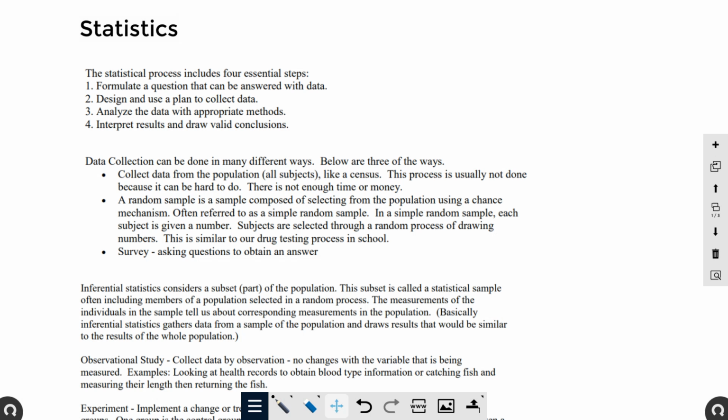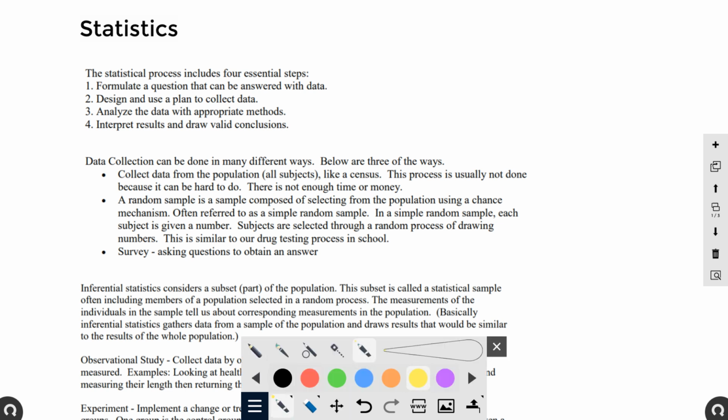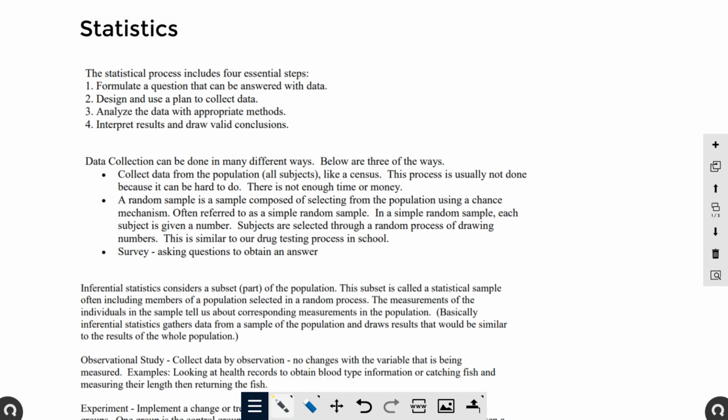All right, so what you see on the board is the same as this handout that you have with your notes on it, but we're just going to go through and highlight some things, and know that some things kind of reiterate some things that are written here. So this is our statistics unit.